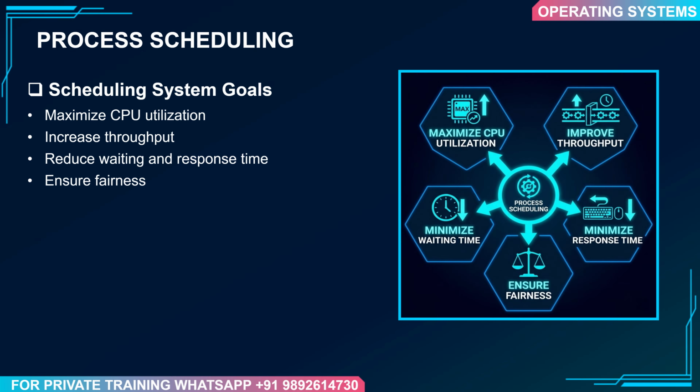Now, let us talk about scheduling in terms of system goals. Process scheduling is not random. It tries to achieve certain objectives. These include maximizing CPU utilization, so the CPU is not sitting idle. It also aims to improve throughput, meaning more processes are completed in a given time. Another goal is minimizing waiting time and response time, so users do not feel the system is slow. Fairness is also important, so no process is stopped and ignored forever.